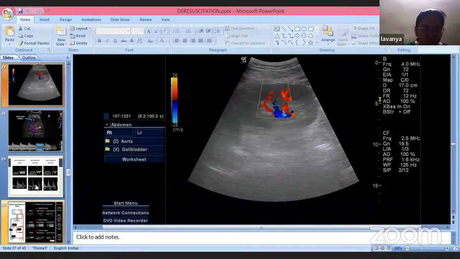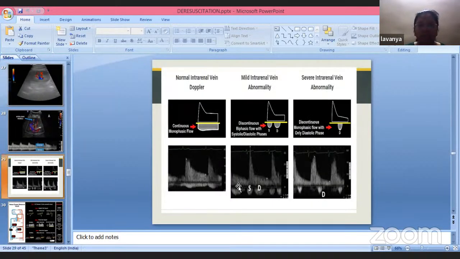So how to interpret the renal Doppler? A normal intrarenal vein Doppler will be a continuous monophasic flow that we have to see here down, that is venous flow. If it is a mild abnormality, it is a discontinuous flow where there is a biphasic flow, with both systolic and diastolic phases seen. And if it is a severe intrarenal vein abnormality, there is a monophasic flow, but it is discontinuous. There is only the diastolic phase.